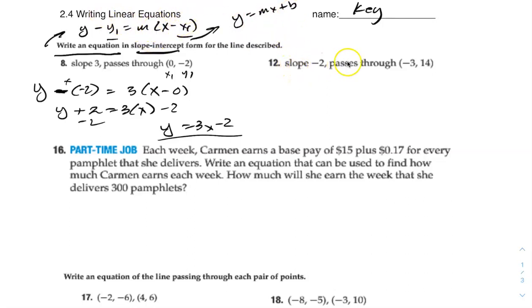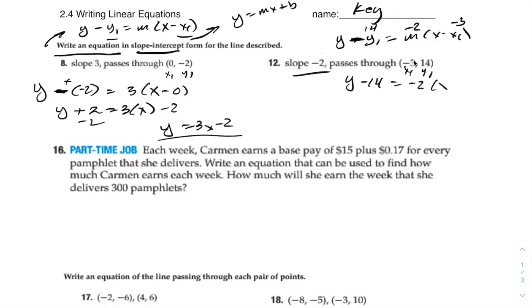Same thing here. So slope -2 passes through that. So I'm just gonna write my equation. So here we go. Plug in what I know. So my x1 is -3, my y1 is 14. So I'll get this, so I rewrite it. Plus 3, double negative right there. And then we distribute. So y minus 14 equals -2x minus 6.